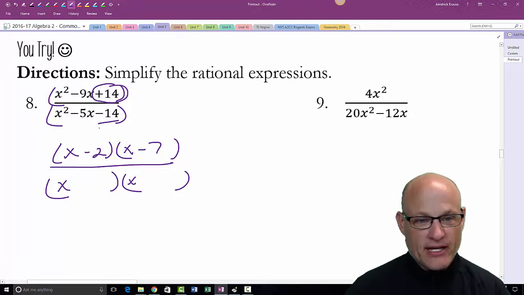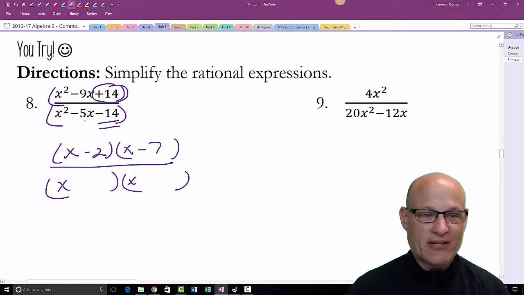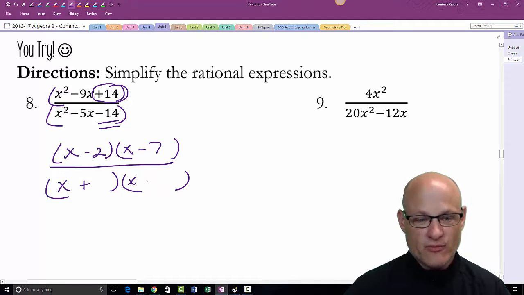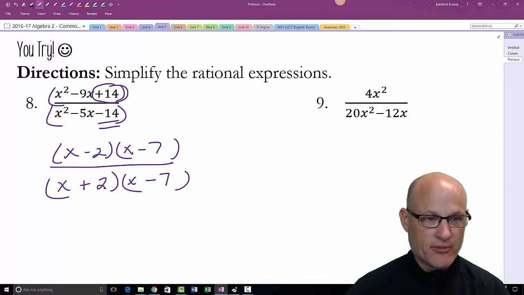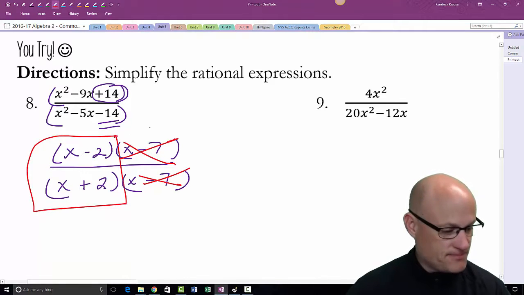They've got to multiply to negative 14, but add up to negative 5. Wait, it's negative 14 this time, so one of them's got to be positive and one of them's got to be negative. Since they have to add up to negative 5, I know that's got to be negative 7 and positive 2, because those add up to negative 5. Then I know the x minus 7's cancel, and here is my answer.